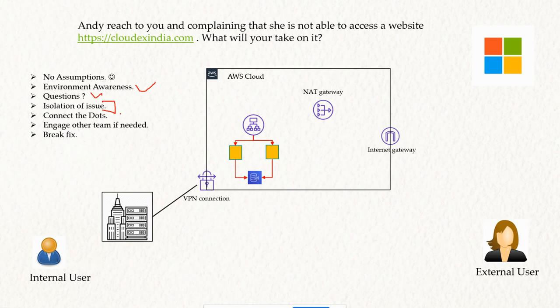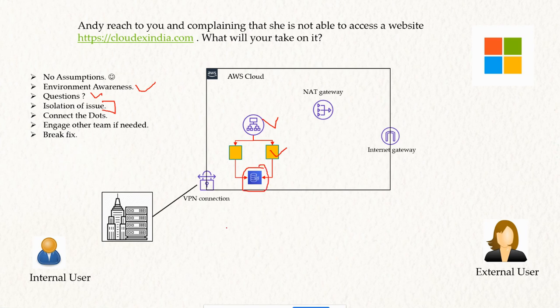Now it's time to connect the dots. Okay? If the problem is with the load balancer, whom should you involve? As a cloud administrator, you have to work on it. If the problem is with the virtual machine, whom do you need to involve? You need to involve the applications team to verify it. If the problem is with the security group of the load balancer or the virtual machine, you need to involve the cloud administrator.